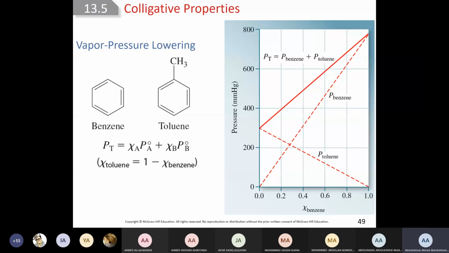these two liquids. See, benzene and toluene are both liquids, and this is the pressure of toluene, and this is the pressure of benzene, and this is the mole fraction as it goes from here to here, and this is the total pressure, which is P total, equal to these two. And if this line is straight, we call it ideal if it is straight.